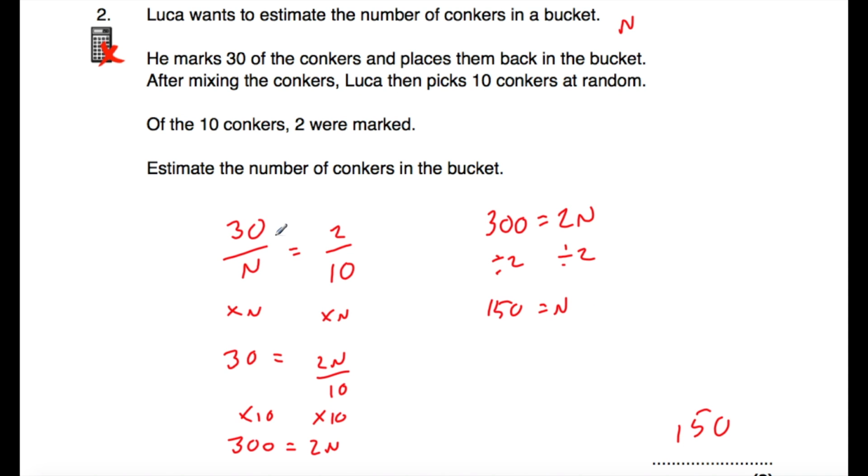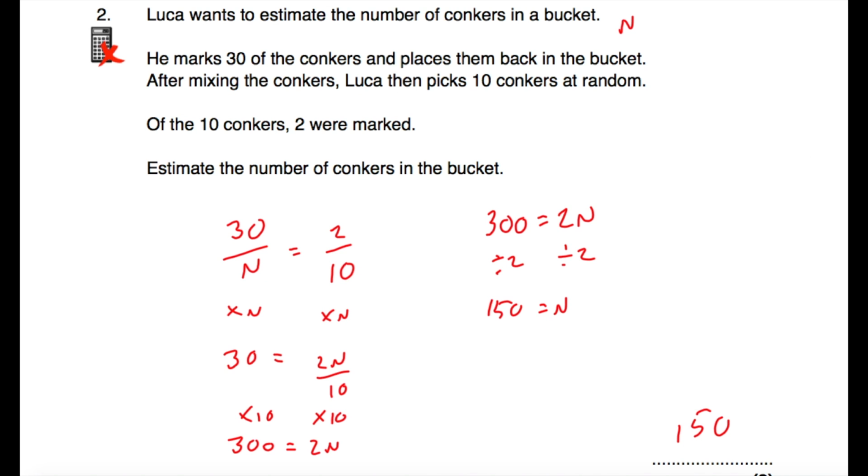Now at this point here we could have used cross multiplication, where we just multiply the numerator by the other denominator and the numerator by the other denominator. So we could do 30 times 10, which is equal to 300, and 2 times n, which would be equal to 2n. So we get 300 equals 2n straight away, and then we can just solve it. Now for the rest of these video solutions I'm going to use this cross multiplication method. If you wanted to, you can do it in full. Either approach is totally fine.